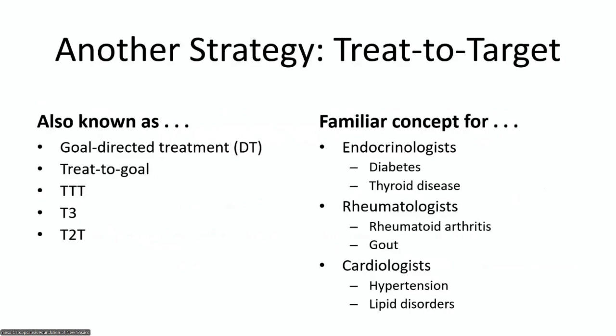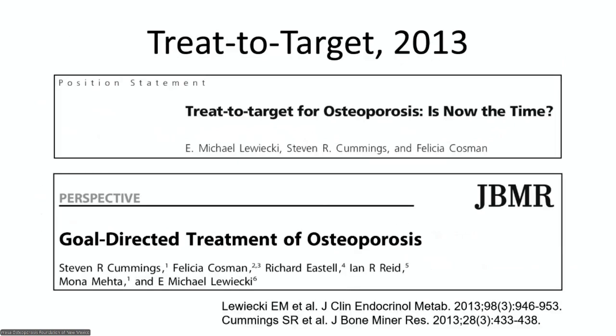Treat to target goes by a number of different terms. Sometimes it's called goal-directed treatment, treat to goal. It's got a whole lot of acronyms that go with it. But it's a familiar concept, I think, for endocrinologists, rheumatologists, cardiologists, and others for a broad range of disease states, as you see here. So I'm going to give you a brief history of treat to target in the world of osteoporosis.